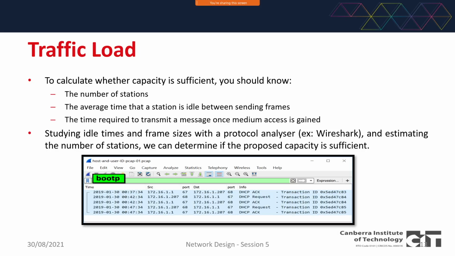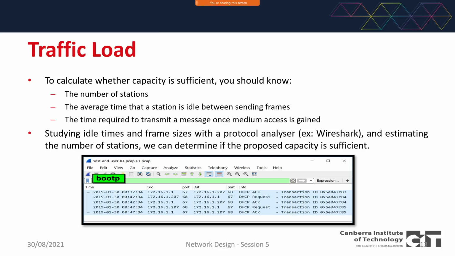Traffic load. Now, to calculate whether capacity is sufficient, we should check the number of stations. We need to check the average time that a station is idle between sending frames. We need to check the time required to transmit a message once the medium is gained. Now, by studying idle times and frame size with protocol analyzers such as Wireshark and estimating the number of stations, we can determine if the proposed capacity is enough.